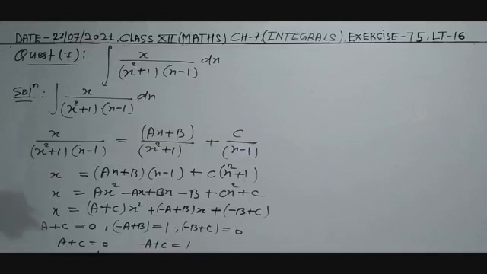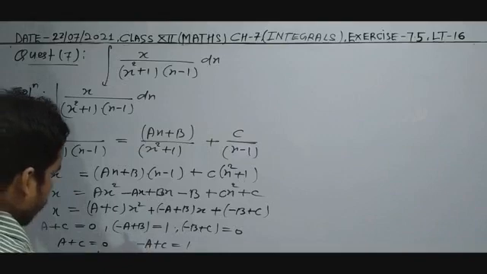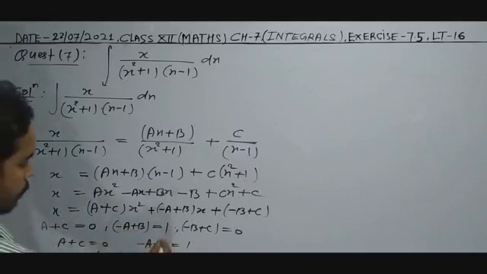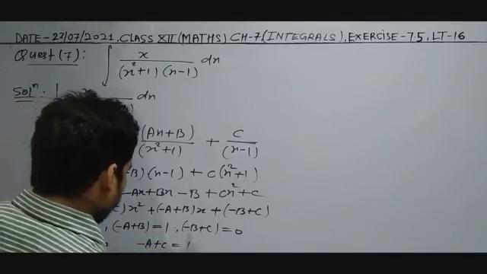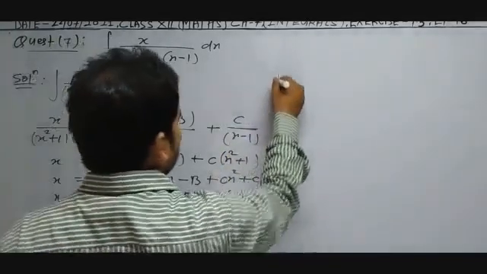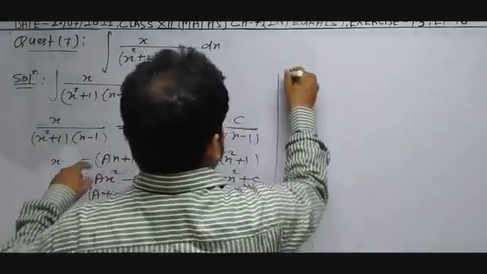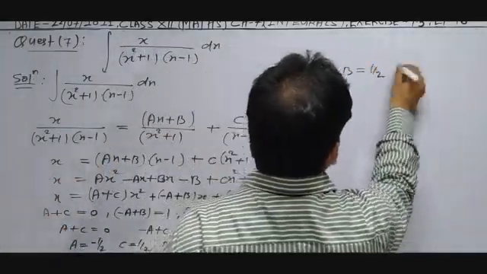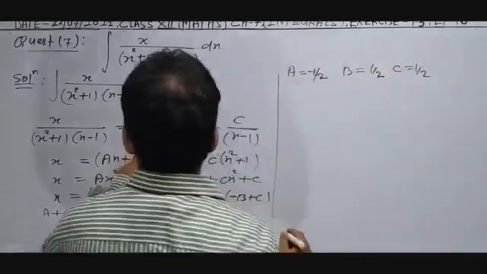A is minus 1 by 2, and when you put it here, you will get c is equal to 1 by 2. And a is minus 1 by 2, so b is equal to 1 minus 1 by 2, so the result will be b is equal to 1 by 2. So we have the a, b, c values. So now we can write a is equal to minus 1 by 2, b is equal to 1 by 2, c is equal to 1 by 2 in this equation.